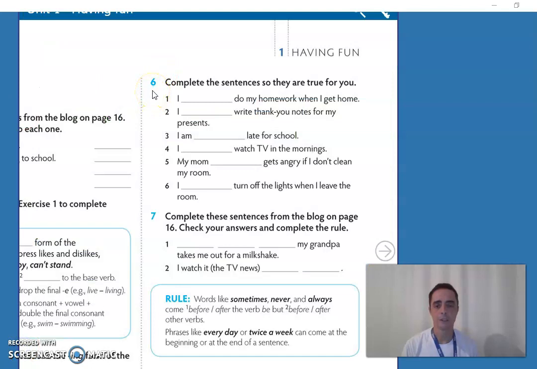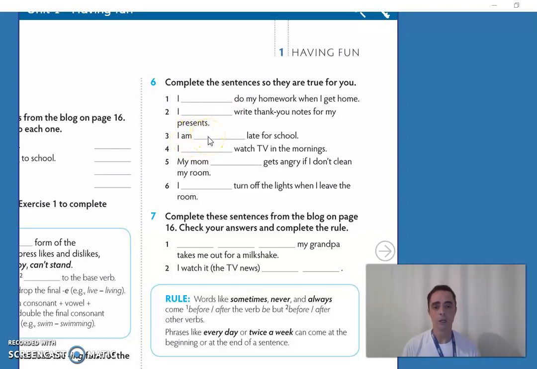For exercise number 6, complete these sentences so they are true for you. It's very personal, but I'm going to answer it about me. And I want you to pay attention to the verbs, like on number 1 I have do, write, am, watch, gets, turn. When you complete the sentences with adverbs of frequency, you are supposed to put the adverbs of frequency before the verb. But whenever you have the verb to be you are going to put the adverb of frequency after the verb.